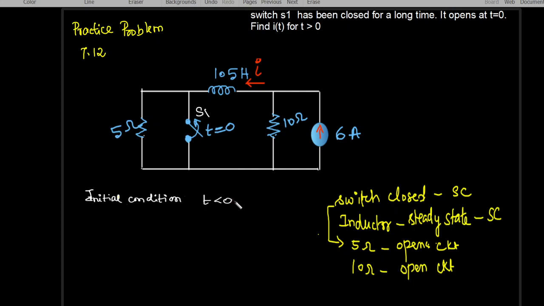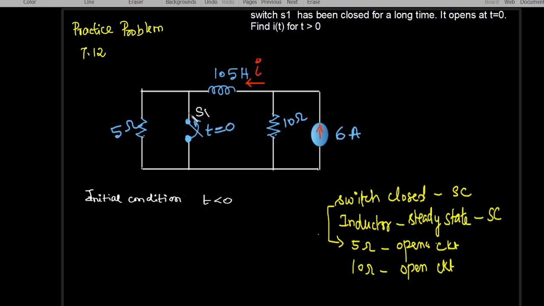t less than 0 is the initial condition. So for that we can describe it like this. At that time the switch is closed. Okay, the switch has been closed for a long time. That is the initial condition. And so that switch can be taken as a short circuit. Okay, the inductor is in the steady state as it has been closed for a long time. So it is a short circuit.